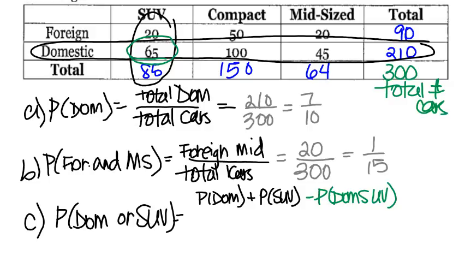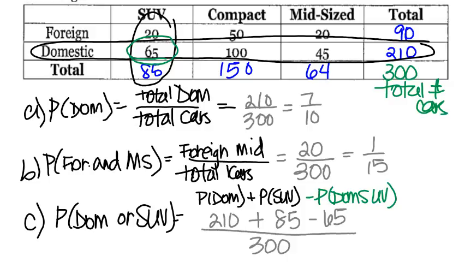So we have our total number of domestics plus the total number of SUVs minus those that are being counted twice, or 65 of them. And all of this is over our total of 300, which is going to give us 230 over 300, which will simplify to 23 over 30. And again, you can find the decimal for that as well. Remember that probabilities can be written as fractions, decimals, and percentages. So make sure you're aware of that and can connect all three representations.